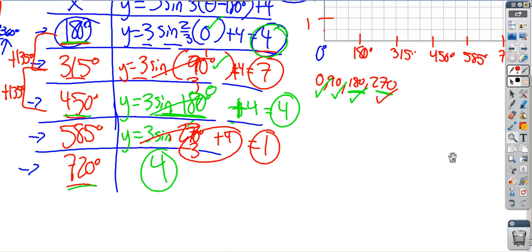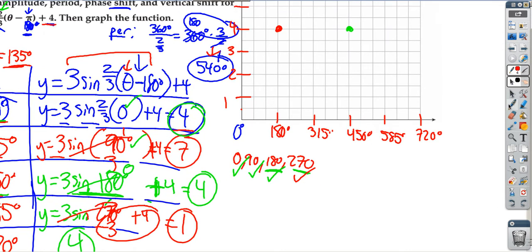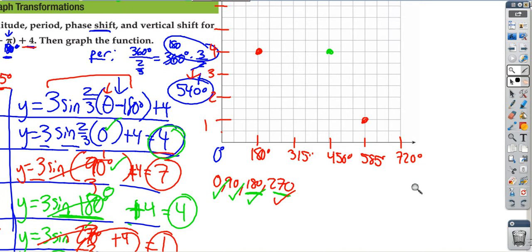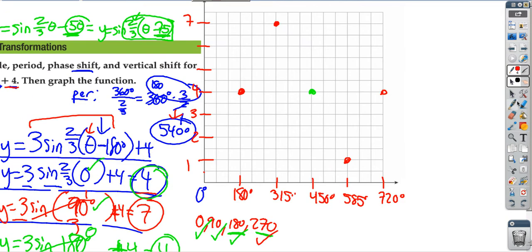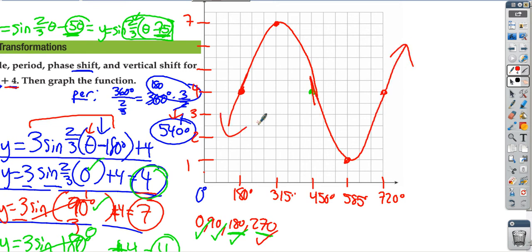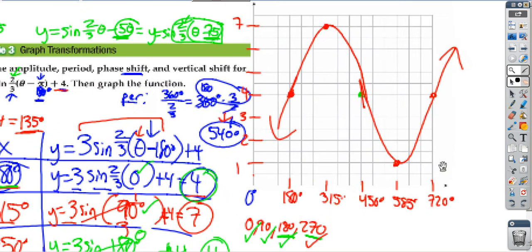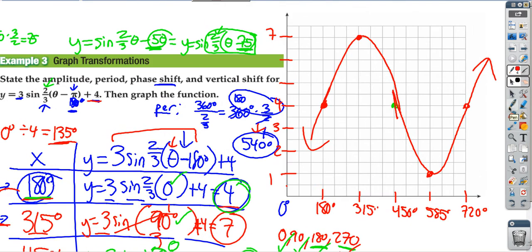So 585 comma 1 puts us right here, and then 720 comma 4, that was the last point, puts us back where we started. So if we connect the dots right here, we end up getting this picture, not drawn the best, but let's verify. That looks like a sine curve whose amplitude is a lot higher, right, because the normal amplitude is 1.